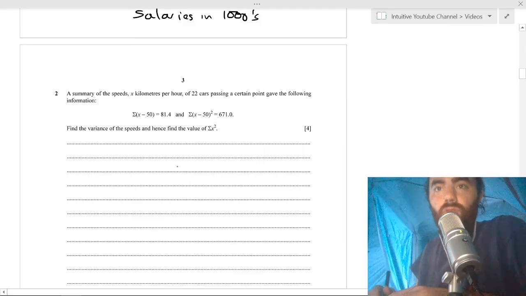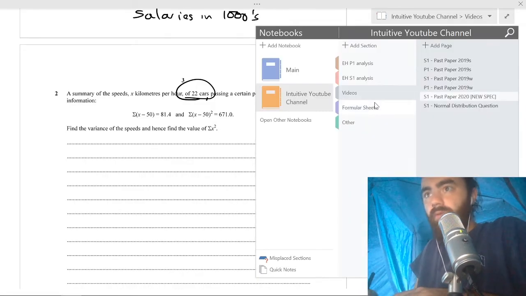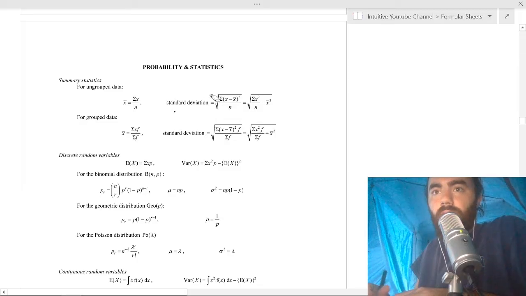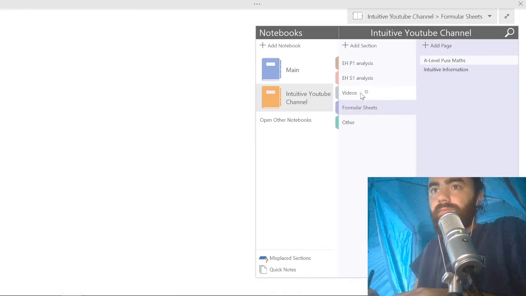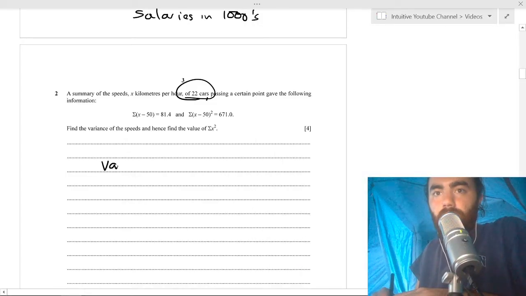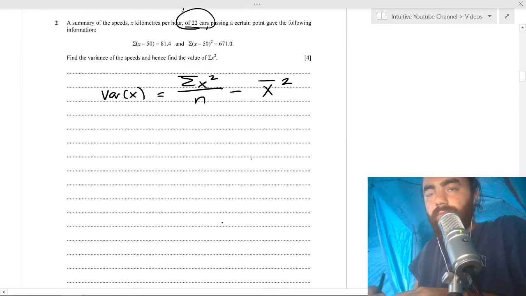Okay, so question 2. We have a summary of the speeds x in kilometers per hour of 22 cars passing a certain point, and we are given this information, and we want to find the variance of those speeds and also find this value here. Well, we know from our formula sheet that the variance of x equals the sum of x squared over n minus the mean squared.